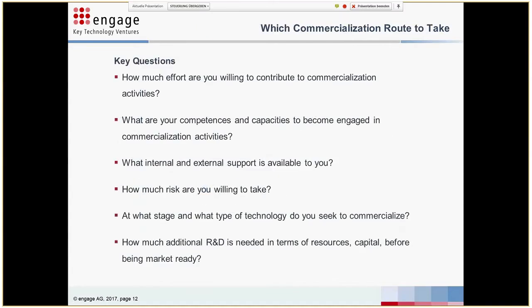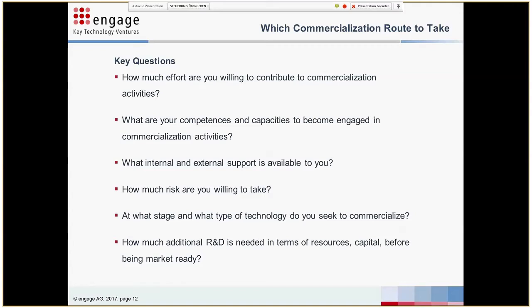So when thinking about which commercialization route to take, there's a number of questions you or your organization should ask itself. The first is, how much effort are you actually willing to contribute? Because this will take a lot of time, and this is not research. This is commercialization activity. This is market analysis. This is going out finding partners. This is fundraising, a lot of fundraising. And the farther you want to go on the line from the last slide, the more effort you would have to invest. And if an organization or an individual researcher wants to do this, they should think about this before.